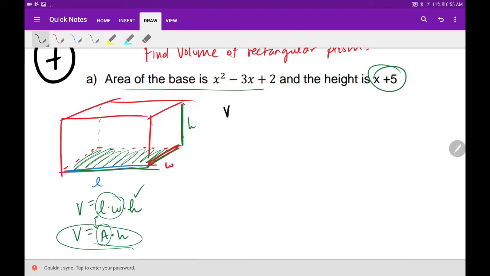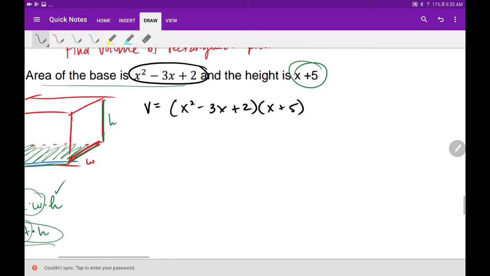So let's write down volume equals area of the base, which is x squared minus 3x plus 2, times the height, which is x plus 5. Whenever I do problems like this, where I have a trinomial times a binomial, it's easier for me to rewrite it with the binomial out in front. Again, do you, and I'm going to do this because it's easier for me.